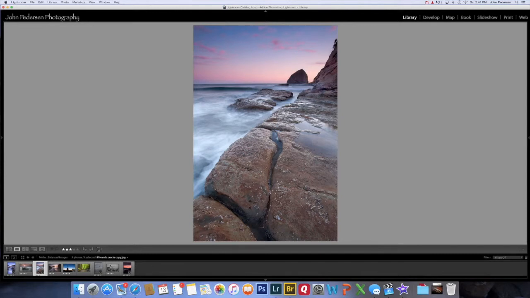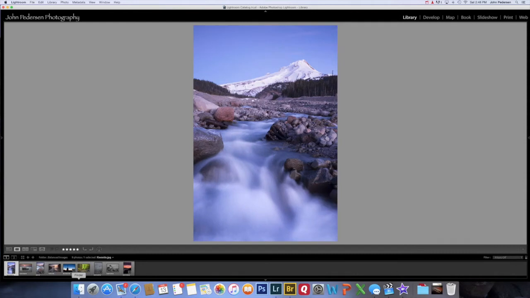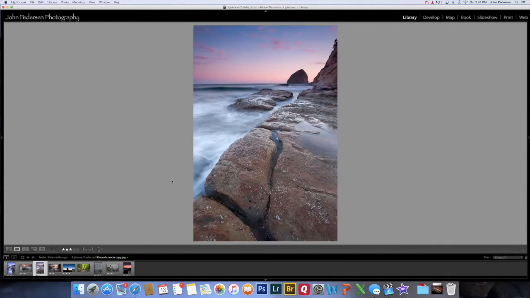There's some cool cracks here. That's a great element. This is a great element. The sky's really pretty, but they don't work together as a whole to create a super strong image. So I think that this image doesn't work very well.